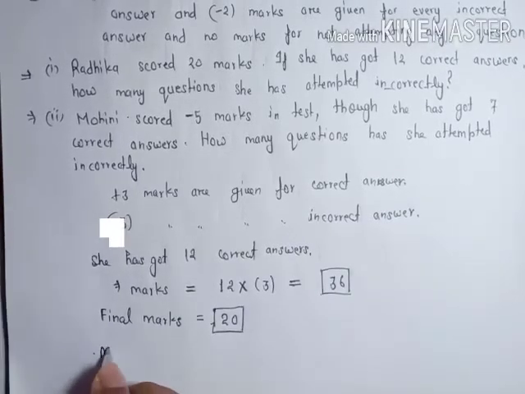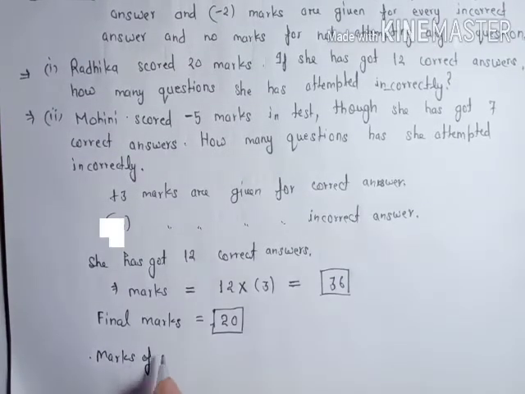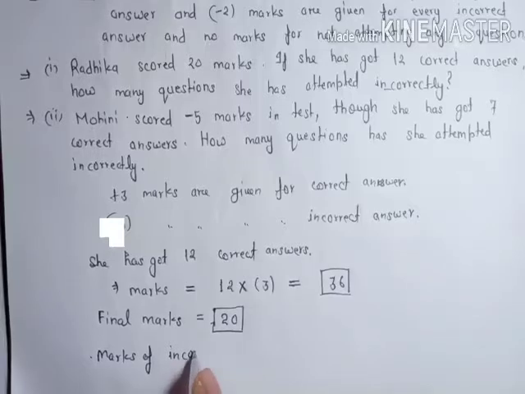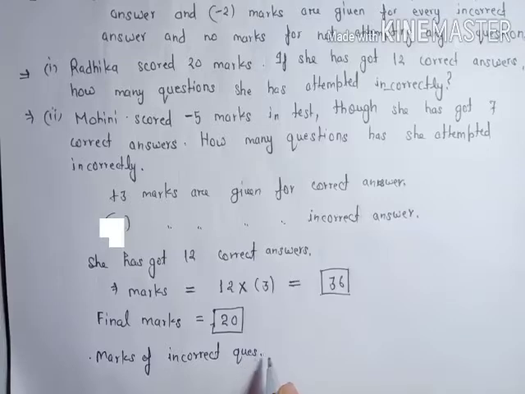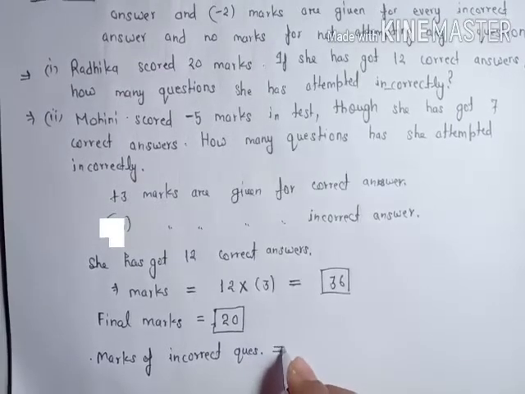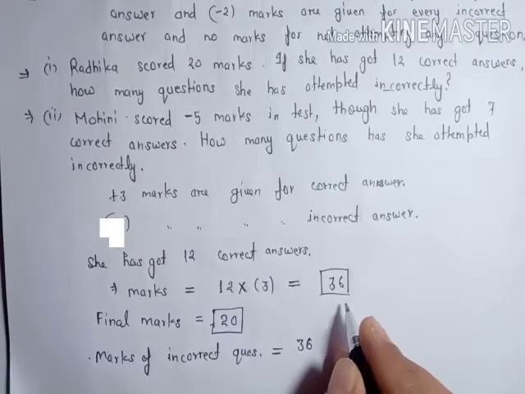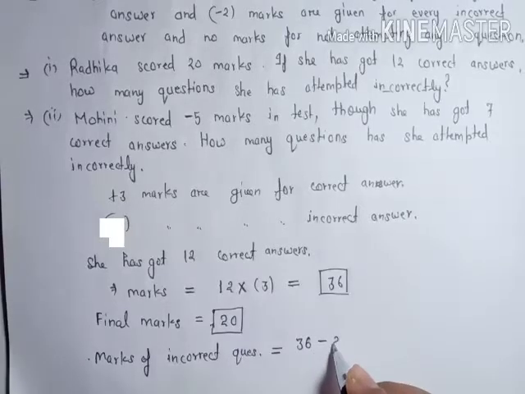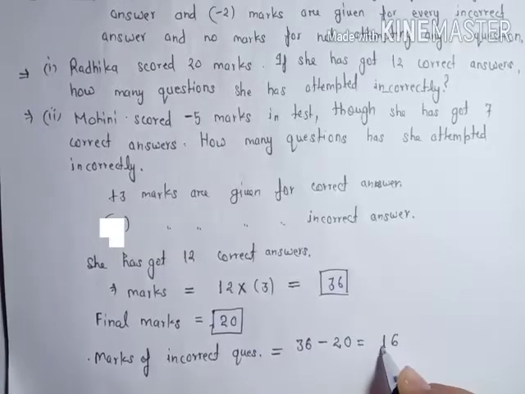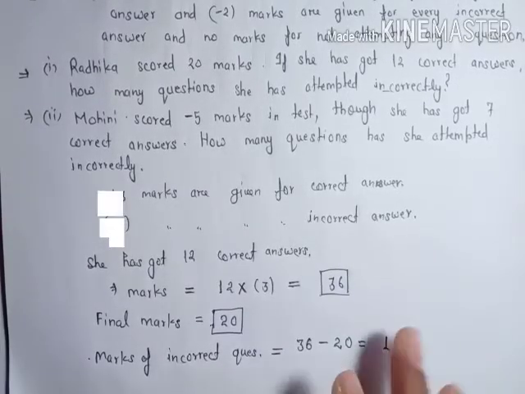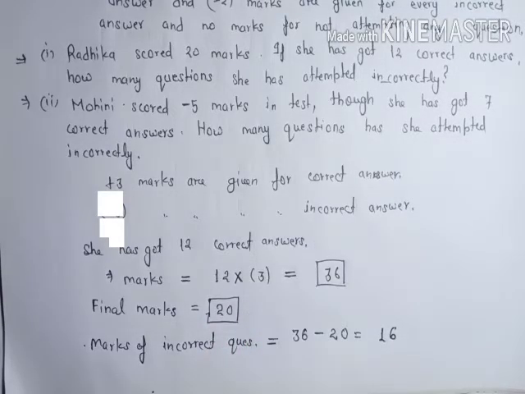So marks of incorrect questions or incorrect answers are total marks that he got first, minus final marks, which is equal to what? 16. It means he lost 16 marks just because of wrong answers. And you know what, for one wrong answer there is the deduction of 2 marks.